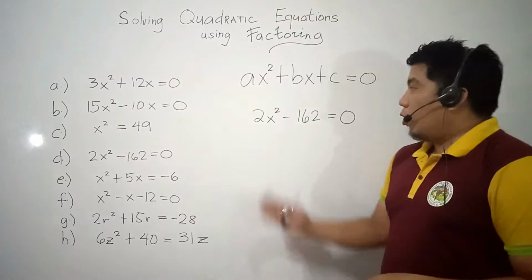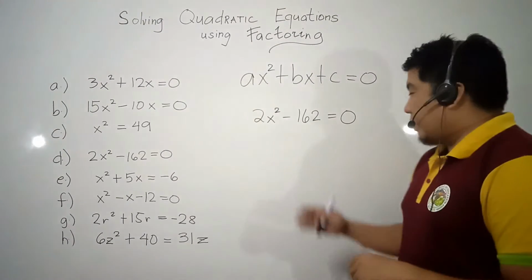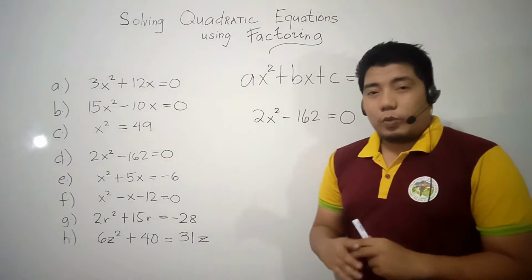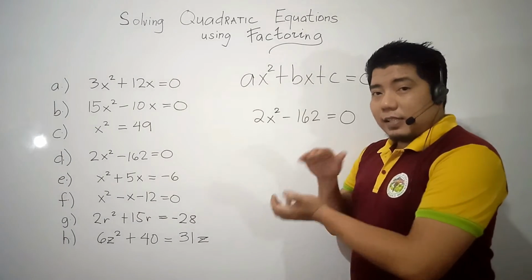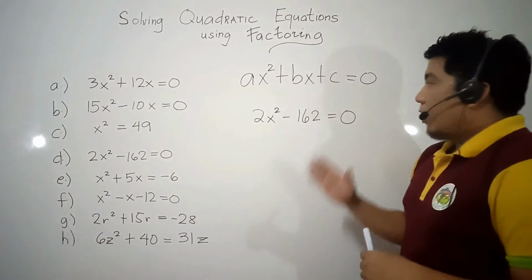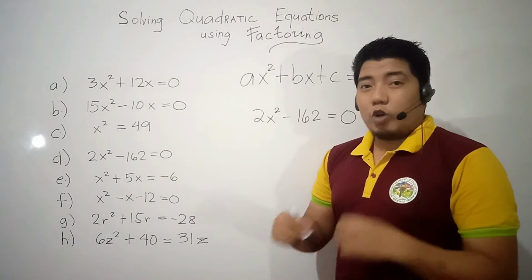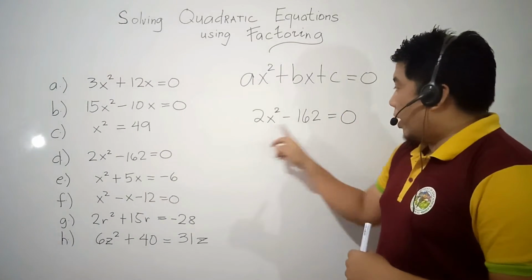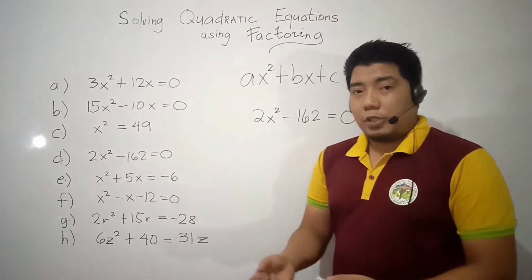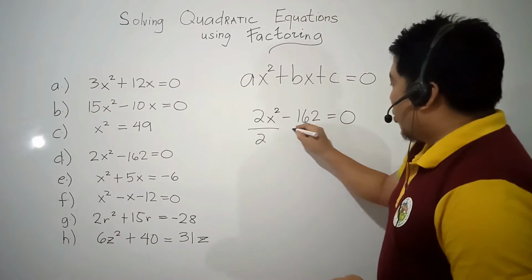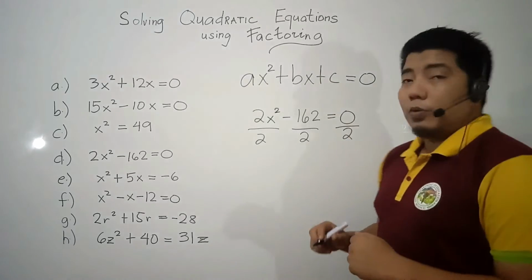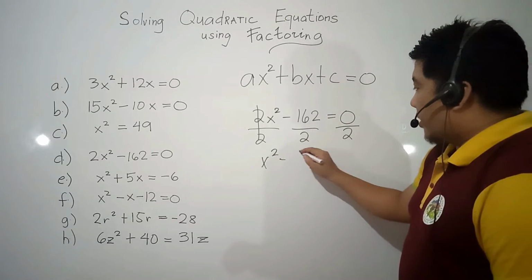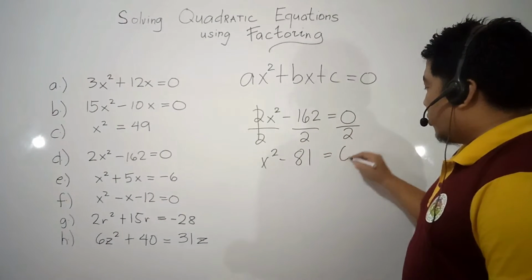Now for our fourth example, we have 2x squared minus 162 is equal to 0. Now this is not yet a difference of two squares because 162 is not a perfect square. However, this is a two-process solution. Okay, the first one is we need to apply first our common monomial factor. Our common monomial factor here is 2, right? Because 2 and 162 are both even numbers. So we divide the whole equation by 2. Here, 2 can cancel, giving us x squared. 162 divided by 2, that is 81. And 0 divided by 2 is still 0.